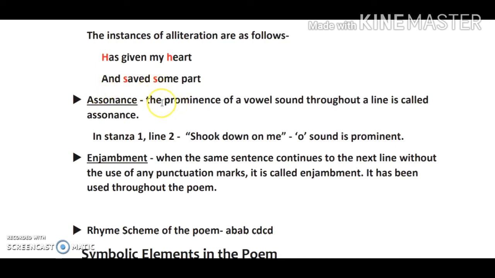Assonance: the prominence of a vowel sound throughout a line is called assonance. In stanza 1, line 2, "shook down on me." Here, the vowel sound is prominent.